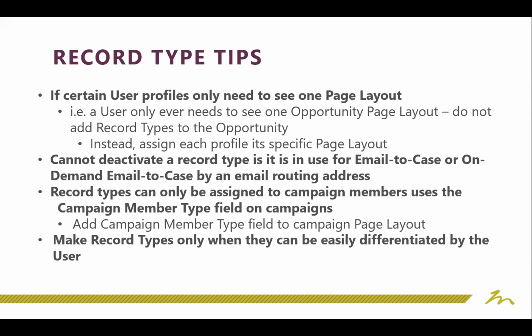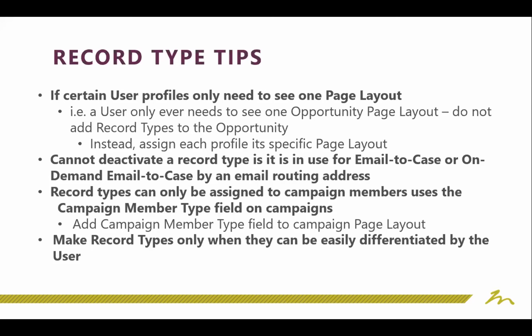When it comes to dealing with marketing users a lot and campaigns, record types can only be assigned to campaign members using the campaign member type field on campaign. So you have to add that field to the page layout in order to automatically assign a record type to that user. Does that make sense? Okay.